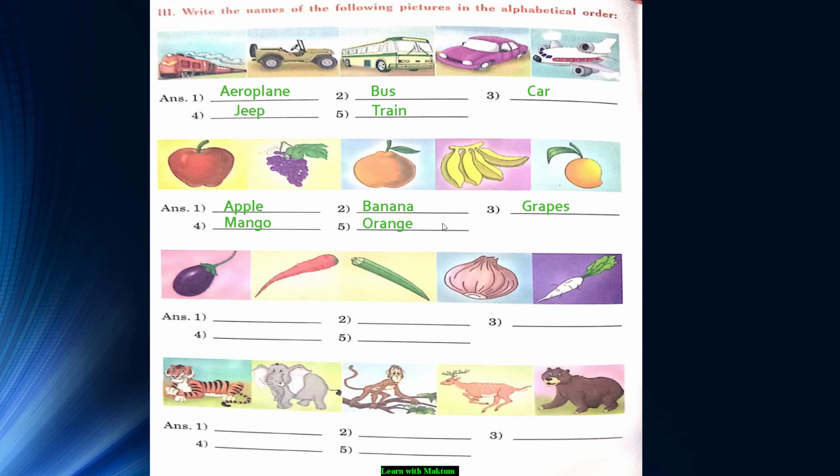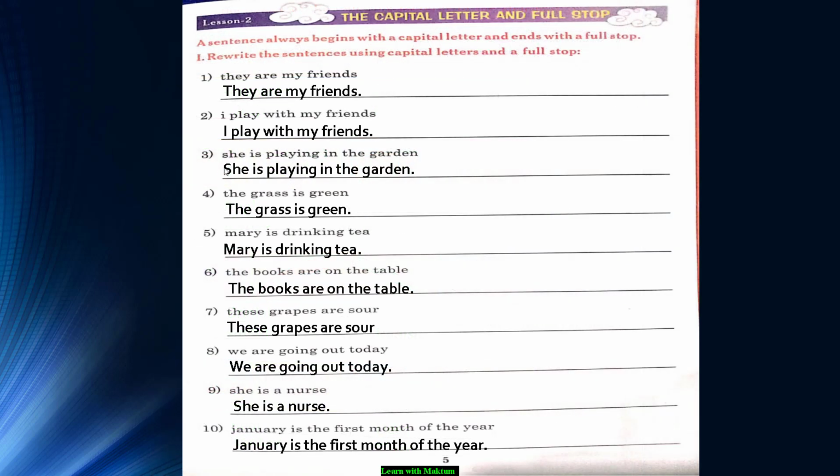It is alphabetically ordered. Now in this, first comes brinjal, second comes carrot, third comes lady's finger, fourth comes onion, and lastly radish. B, C, L, O, R. Okay, next in this set, first comes bear, second comes deer, then elephant. Fourth one is monkey, and lastly the tiger. I hope I'm clear with this. You have to write the names in alphabetical order. Clear with this, kids? Okay, moving on to the next lesson, the capital letter and full stop.